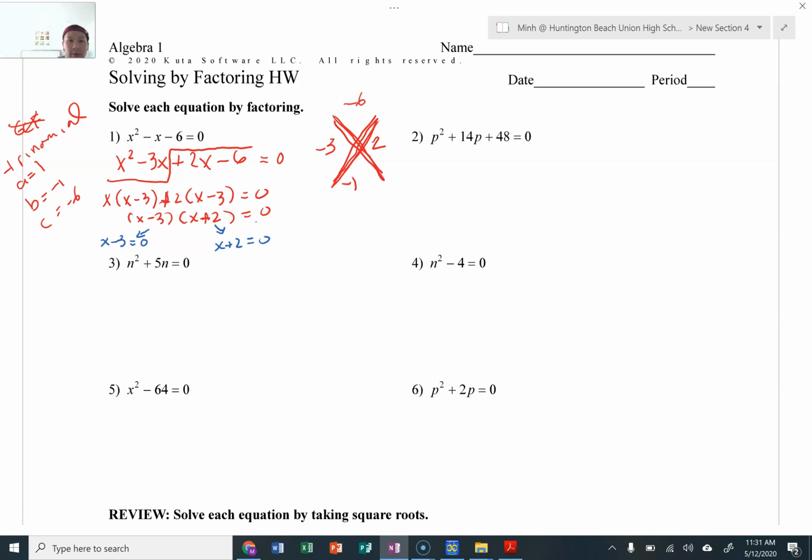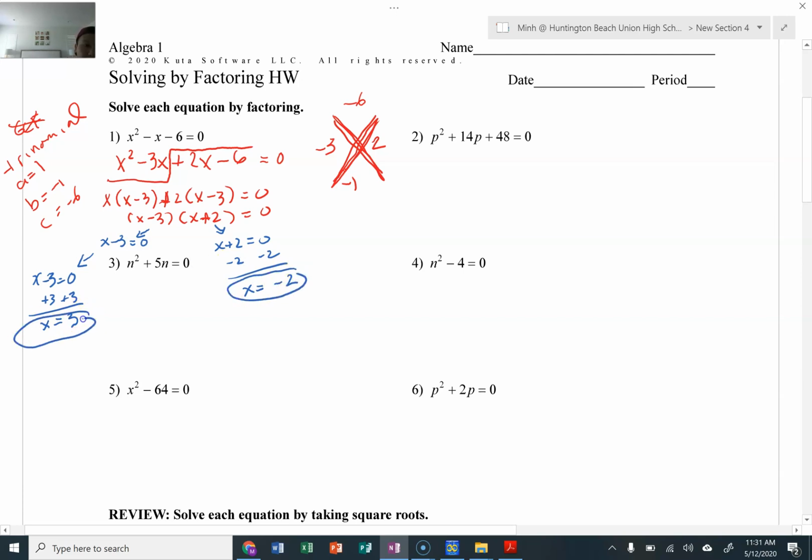My first one is x minus 3 is equal to 0. I'm going to add 3 on both sides, so x is equal to 3. For the second, I'm going to subtract 2 on both sides, so x is equal to -2. So you're going to have 2 answers for all these problems. That's it, guys. Literally, you're factoring, and then you're finishing it off by solving.